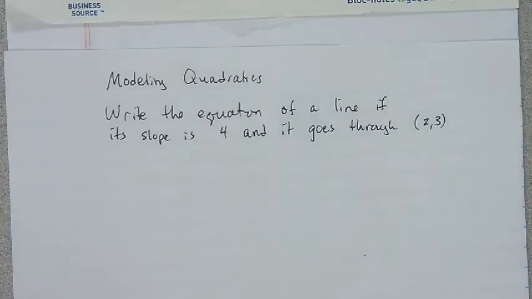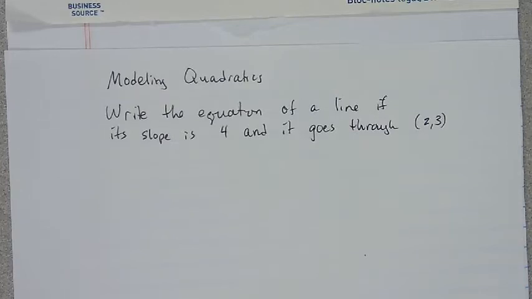Going to practice writing an equation of a line if we're given certain things about the line. So I'll start here with something that we are familiar with. We already know how to do linear expressions. Like this. So I'm going to start with writing an equation of a line if its slope is 4 and it goes to the point 2, 3.